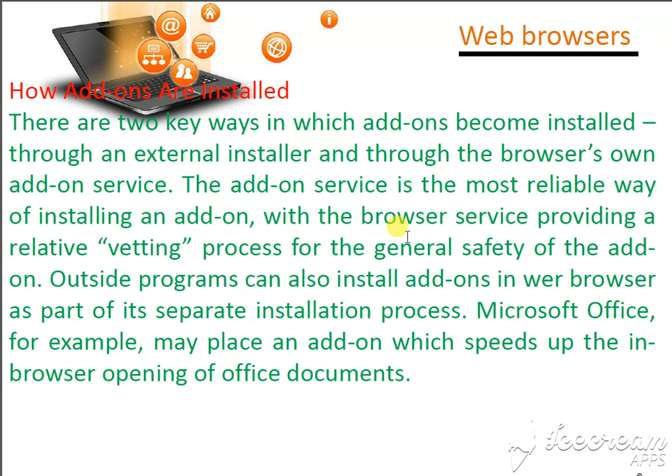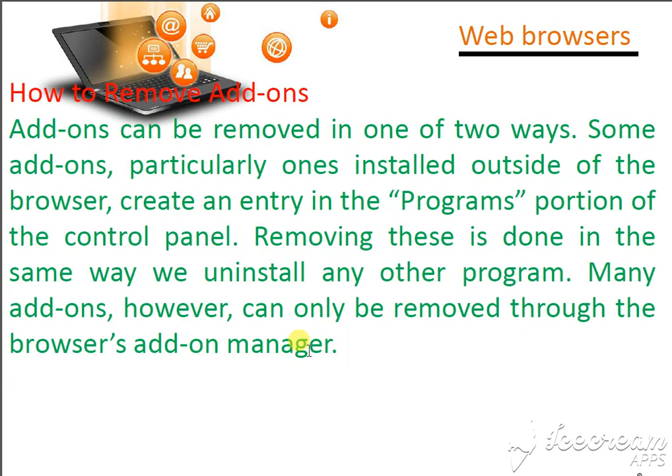How to add an add-on: there are two ways to add an add-on and install it. One is through an external installer. That means if I install it, I can pass it on. Adding through the browser service is more reliable, installing the add-on through the service provided. Vetting this for safety, adding outside programs, installing a web browser like installing Microsoft. All these things you can find for your documentation.